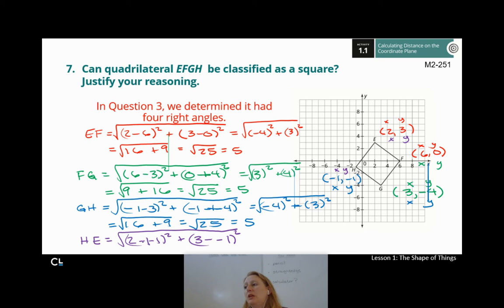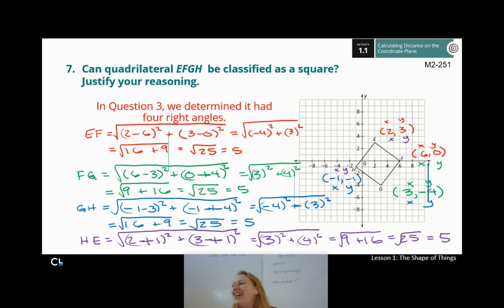Of course, we know the double negatives become positive, so that's nice. 2 plus 1 is, of course, 3. 3 plus 1 is, of course, 4. 3 squared, 3 times 3 is 9. 4 squared, 4 times 4 is 16. If we add 9 and 16, we get 25. The square root of which is 5. They all match. So we have 4 congruent sides and 4 right angles, which we proved earlier. This is a square.